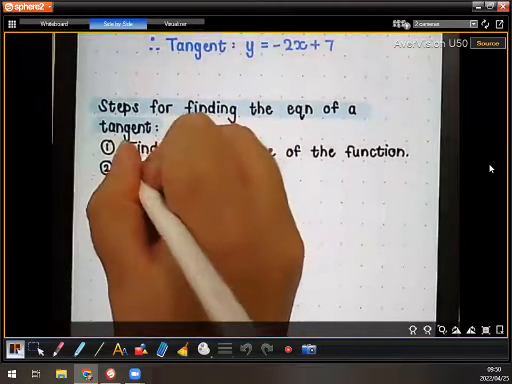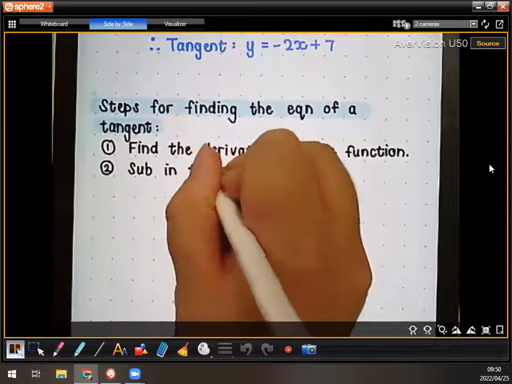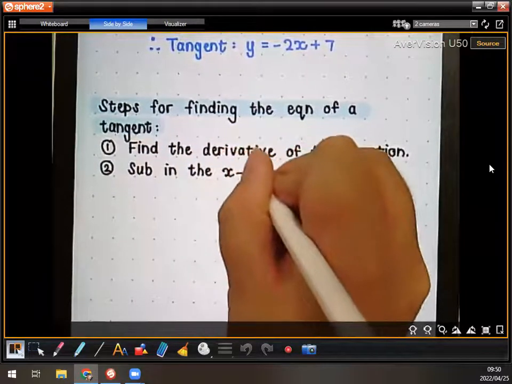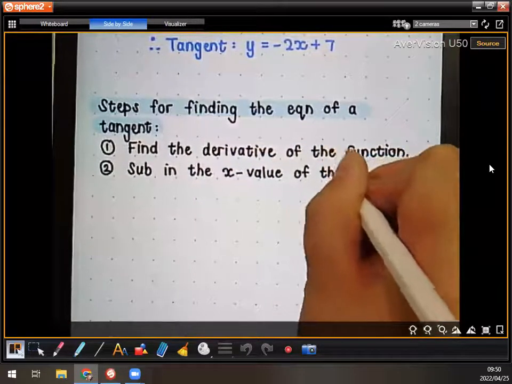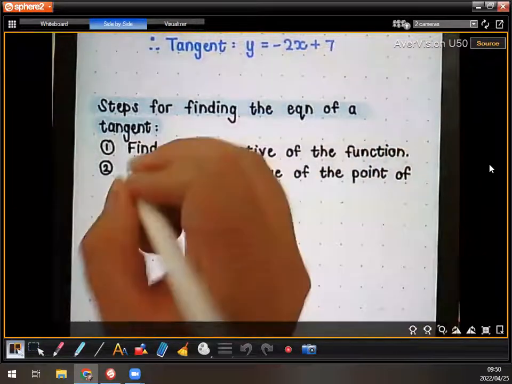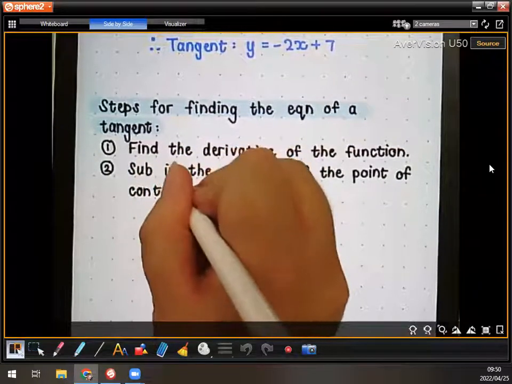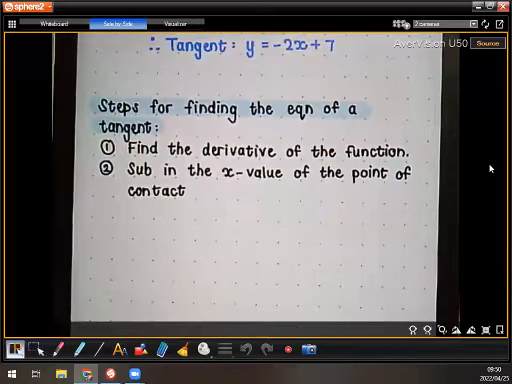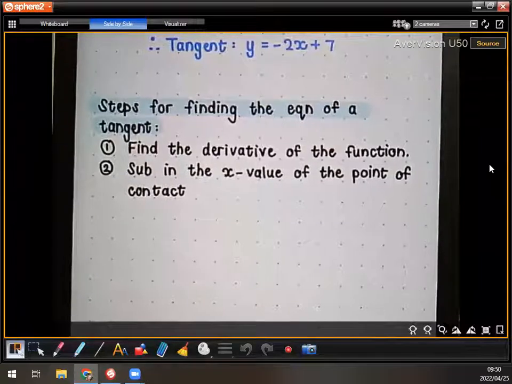Step 2 is then sub in the x value of the point of contact. If they're asking you to find the equation of the tangent, yes. The second example, which we'll do tomorrow, is where they've given you some information about the equation and you must find the point of contact. So they can reverse it as well. But just for finding the equation, they will give you the x value of that point.